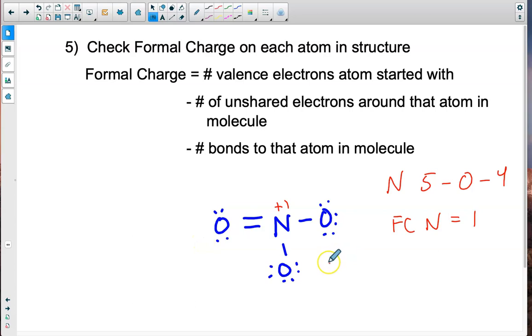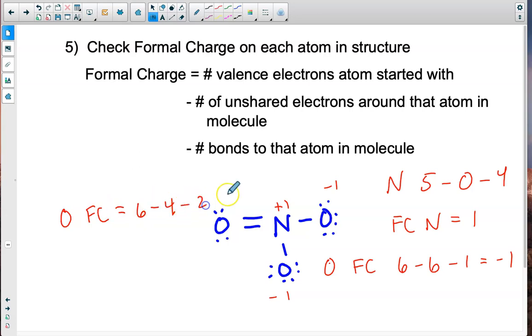So then these 2 oxygens, the formal charge is going to be 6 valence electrons that they started with, minus the 6 that are not shared in the structure, minus the 1 bond to give us a -1. So both of those have a -1 formal charge. And then this oxygen, the formal charge is going to equal again the 6 valence electrons it came in with, the 4 unshared electrons in the structure, and the 2 bonds, so that's equal to 0, and so I would draw a little 0 next to that.